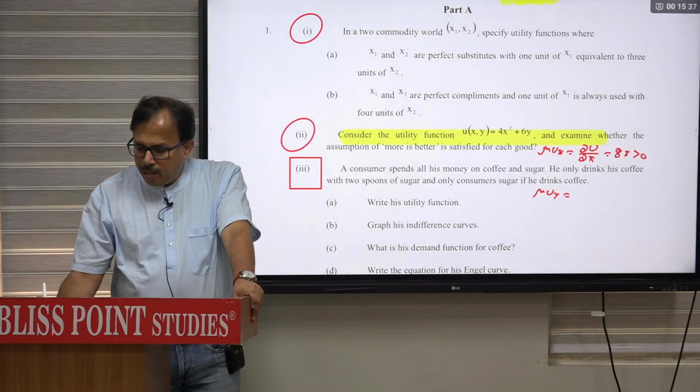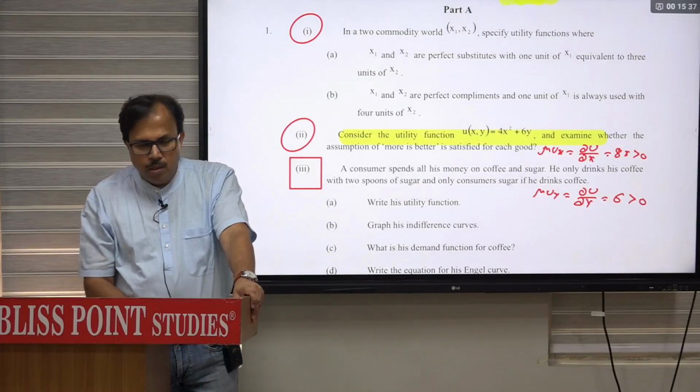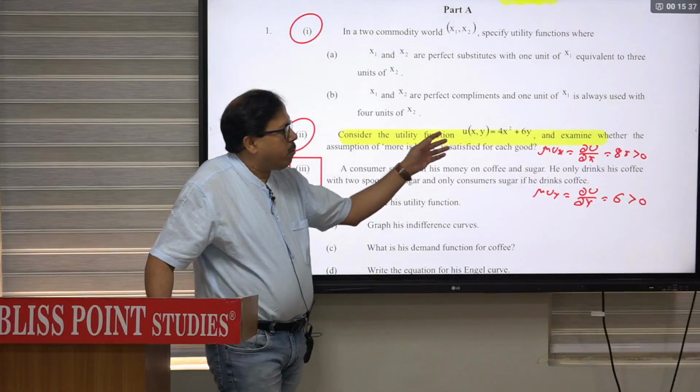Marginal utility of y, the derivative of this function with respect to y, will be 6, positive. So more is better is satisfied for both the quantities.